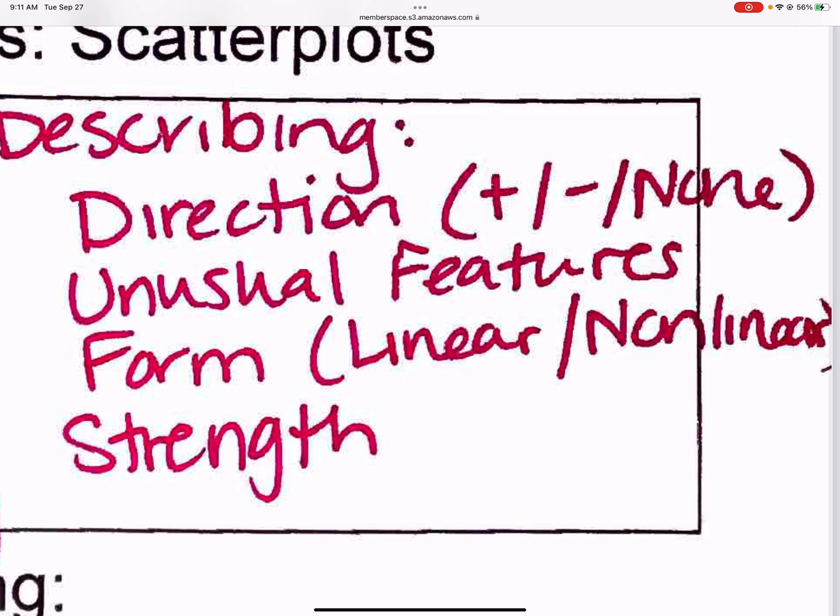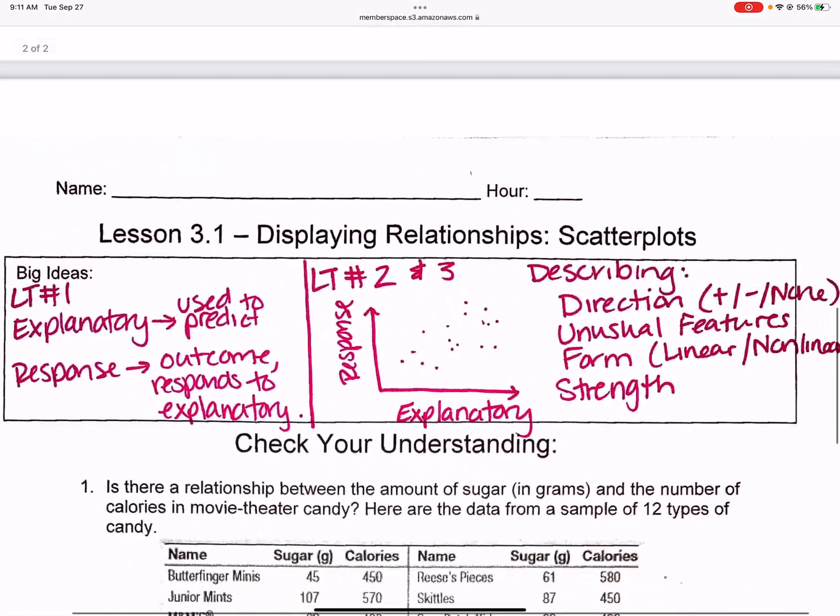Unusual features, are there gaps? Are there outliers? Are there clusters? And make sure you identify where those are, where they start and where they end. And the direction, is it positive or negative, or is there none, right? Is there a constant? And the strength, we're going to talk about the strength tomorrow, but the strength is going to be measured in my correlation coefficient. And is it going to be strong, moderate, or weak? Kind of how we talked about in this pattern as well.